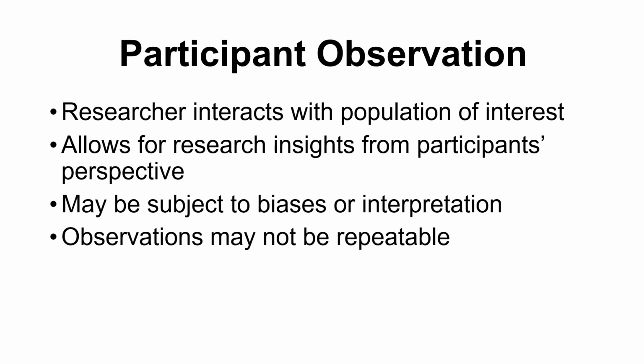Our next kind of observation is participant observation. And this is actually fairly similar to naturalistic observation. Sometimes it gets lumped in together. But in this situation, instead of just observing your population of interest, participant observation stresses that the researcher interacts with the population of interest. So they would join with the group that they're investigating and become part of that group. This should allow researchers to gain insight from the participants' perspective because they become part of this group.